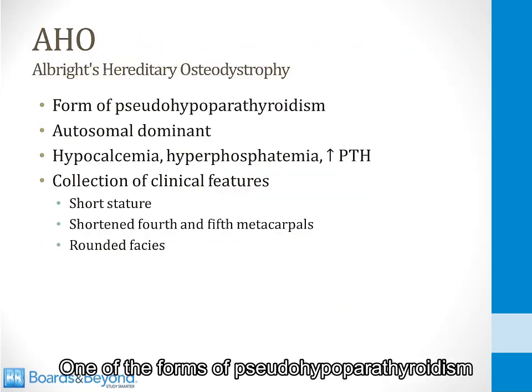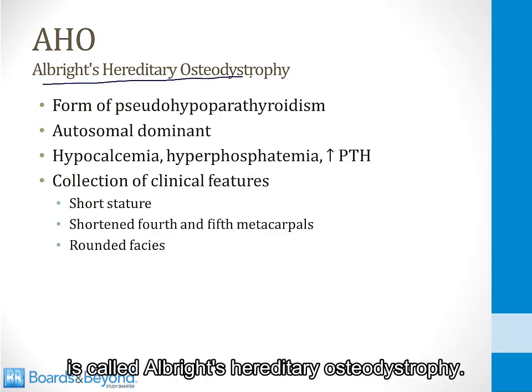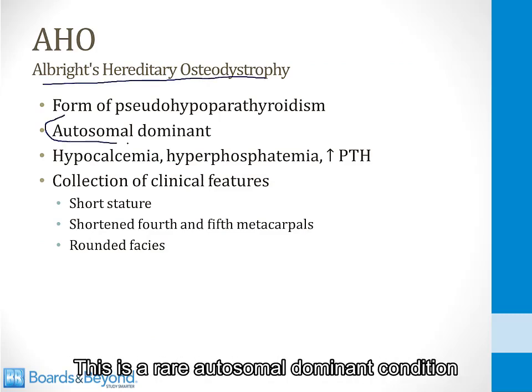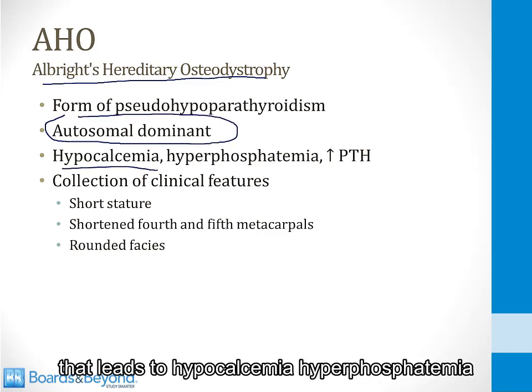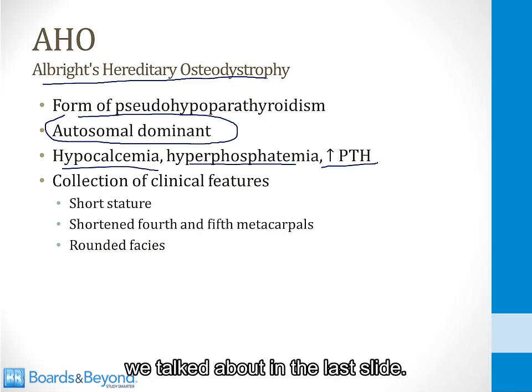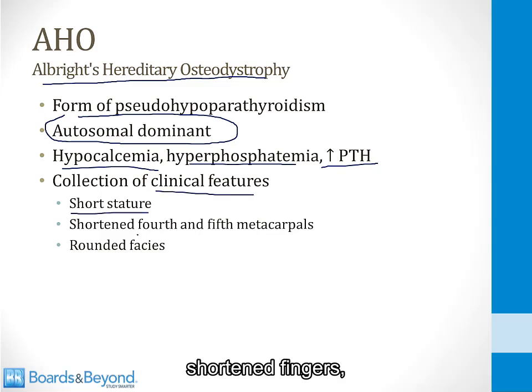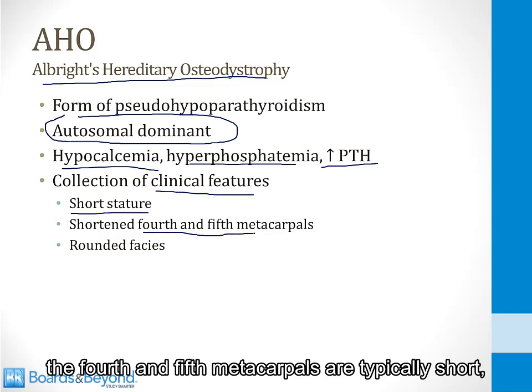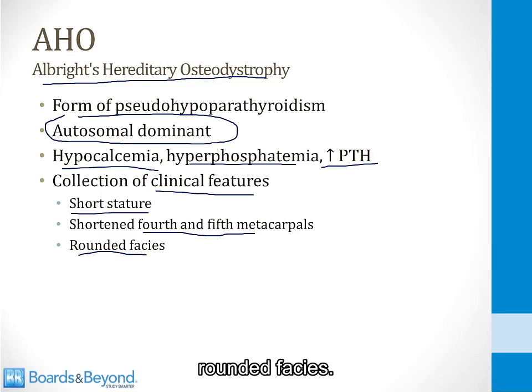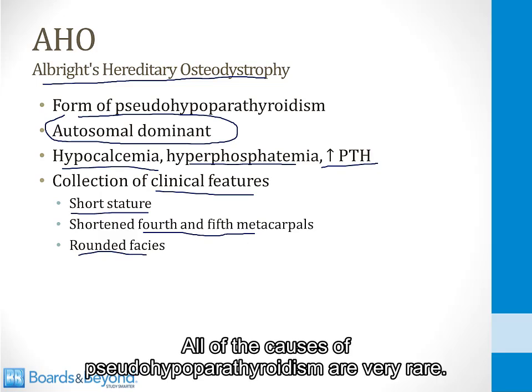One of the forms of pseudohypoparathyroidism is called Albright's hereditary osteodystrophy. This is a rare autosomal dominant condition that leads to hypocalcemia, hyperphosphatemia, and elevated PTH by the mechanism we talked about in the last slide. It's also associated with a collection of typical clinical features that include short stature, shortened fingers, where the fourth and fifth metacarpals are typically short, and rounded faces. All of the causes of pseudohypoparathyroidism are very rare.